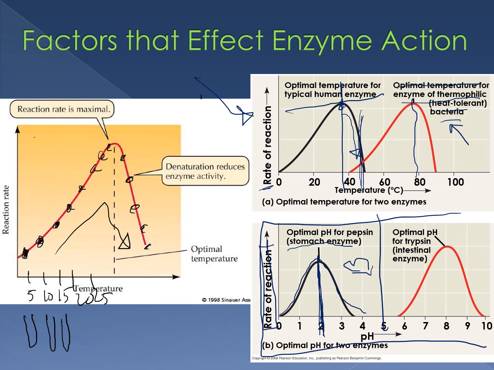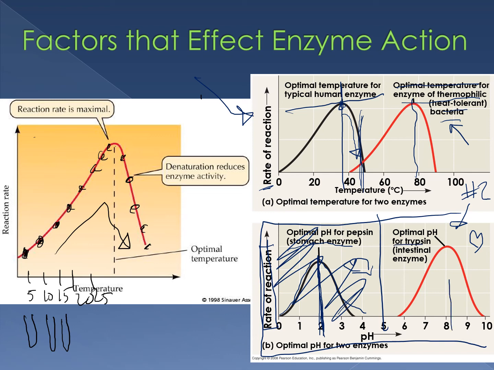Whereas this enzyme, now we're interested in this one here. I'm not interested in this one anymore. This is a different enzyme, number 2. And this is for an enzyme, trypsin, you don't need to memorize that name, that occurs in the intestines.